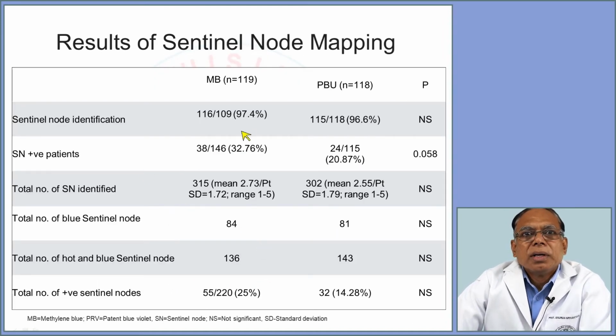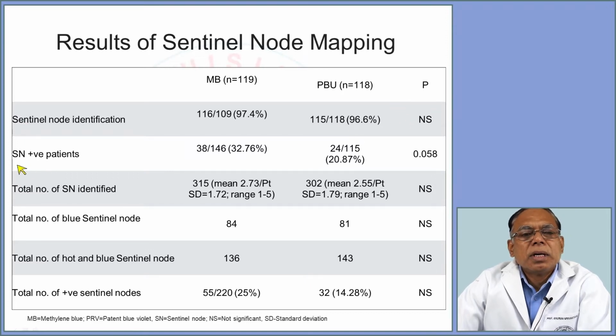So we found that 97% of women, we were able to identify sentinel node biopsy in the methylene blue group arm and 86.6% in the patent blue arm. So almost similar with no statistical difference between the two groups. Sentinel node positive patients were 32% in the methylene blue arm and 20.87% in the patent blue arm. Again, hardly any difference between the two groups.